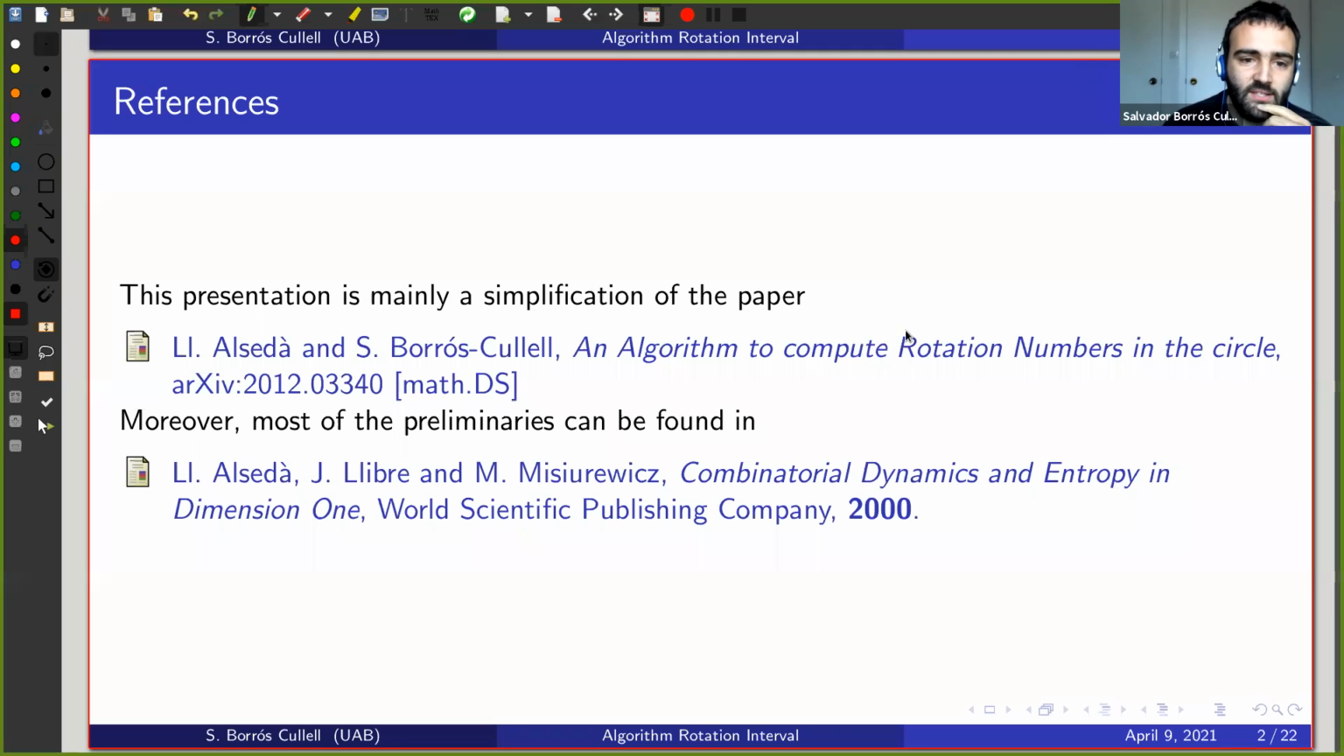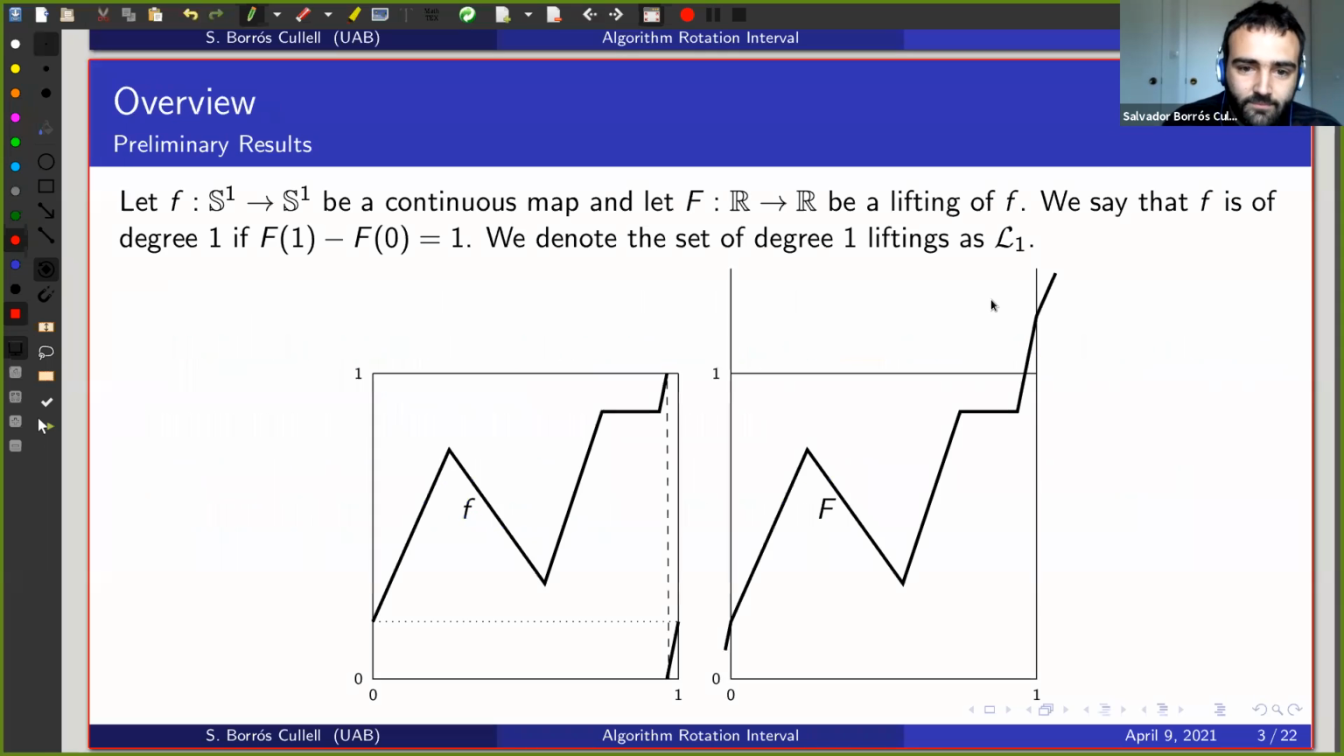Mainly, this presentation is a simplification of this paper that we have published with Luis Alzada on arXiv, and we are pending for a journal, which probably will happen soonish. We don't really know. Moreover, most of the results I will go on citing can be found in the so-called Bible of Combinatorial Dynamics and Entropy in Dimension 1, with two of the authors present in the public.